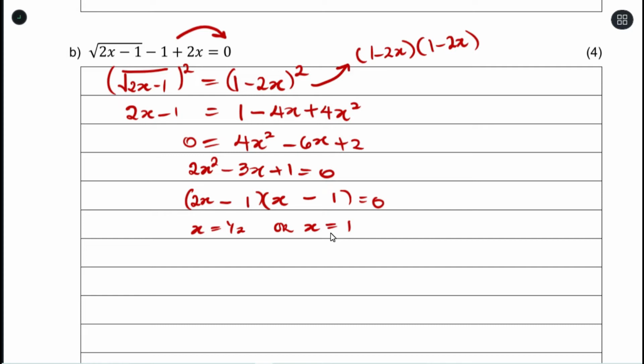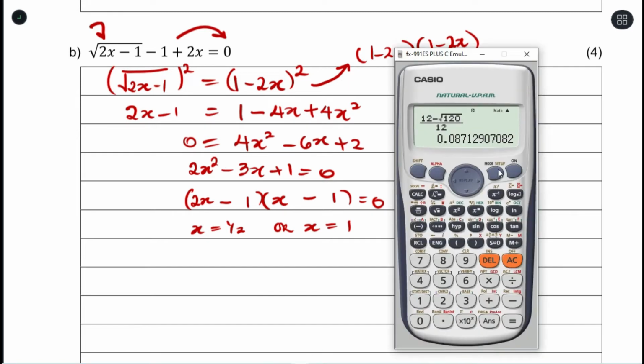Now, unfortunately, we do not stop here, because one of these two answers might be wrong. To be 100% sure that these answers are right, we substitute them back into the original question that we have here. So anywhere I see x, I replace it with 1/2. So x again, replacing with 1/2. As you can see here, this whole answer gives us zero. That tells us that x is 1/2 is absolutely right. So this answer is correct.